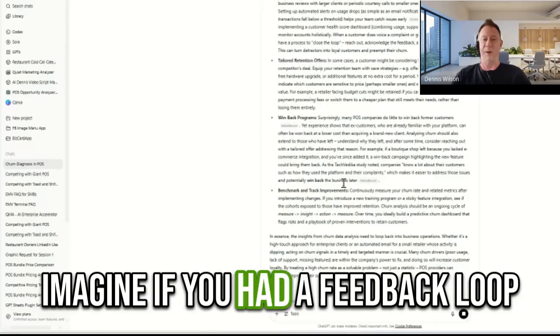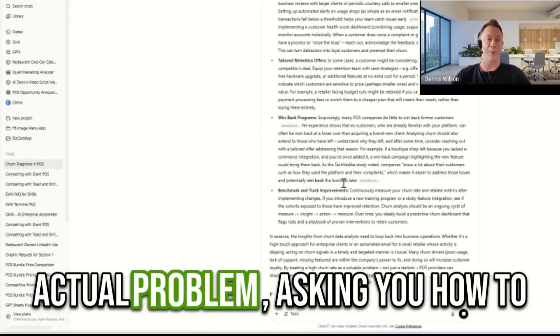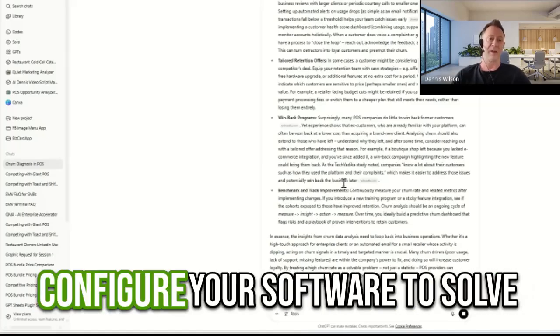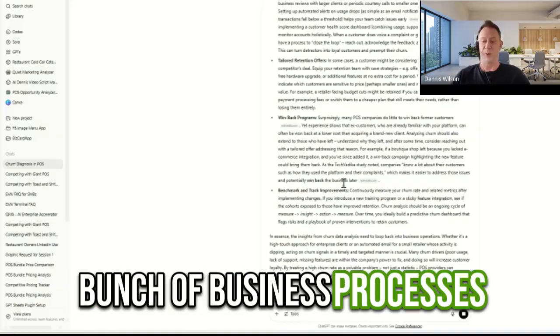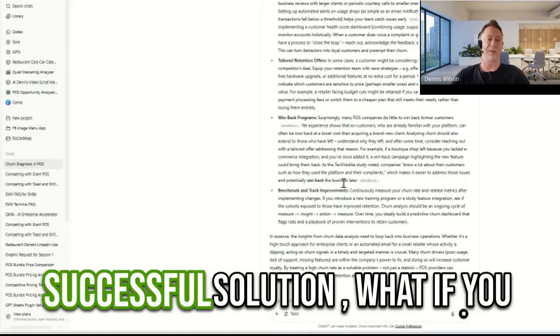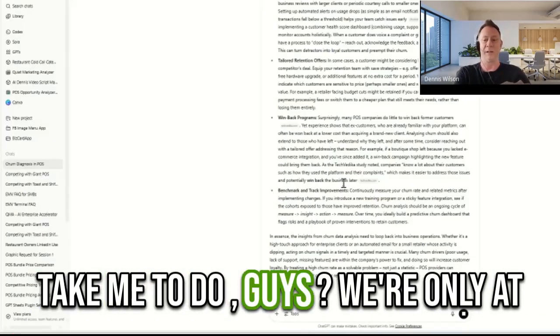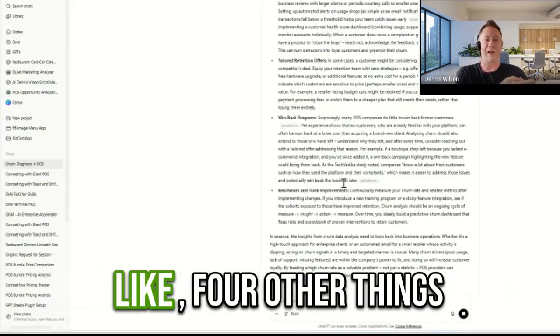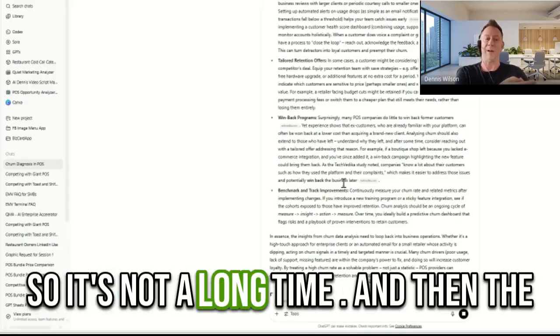But just imagine if you had a feedback loop built into your support where people were complaining about an actual problem, asking you how to configure your software to solve it, when in fact there's a whole bunch of business processes wrapped around making a successful solution. What if you just took, how long did that take me to do, guys? We're only at 26 minutes and I've done like 4 other things. So it's not a long time.